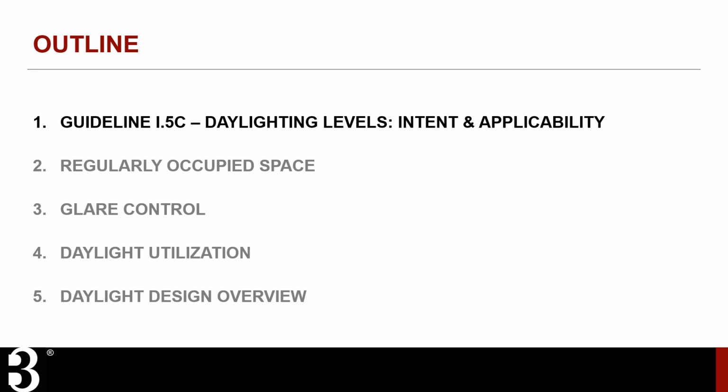In this training video, we will cover Guideline I.5, Item C, which sets the requirements for daylight utilization and control in B3 projects. We will cover components of the guideline, including the B3 definition of regularly occupied spaces, the requirements for glare control, and the daylight utilization metrics. We'll close out with a quick overview of daylighting design strategies and best practices.